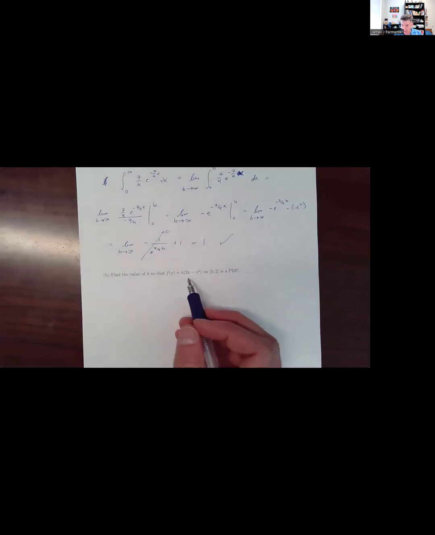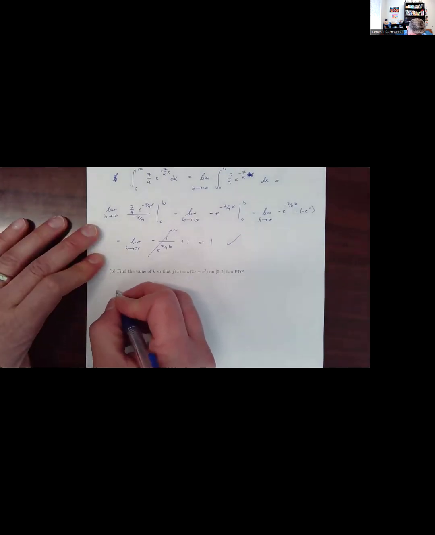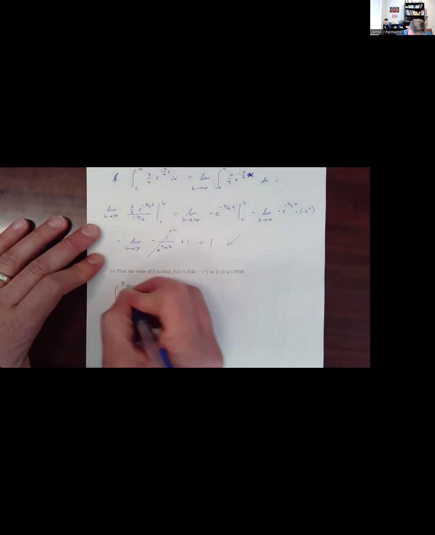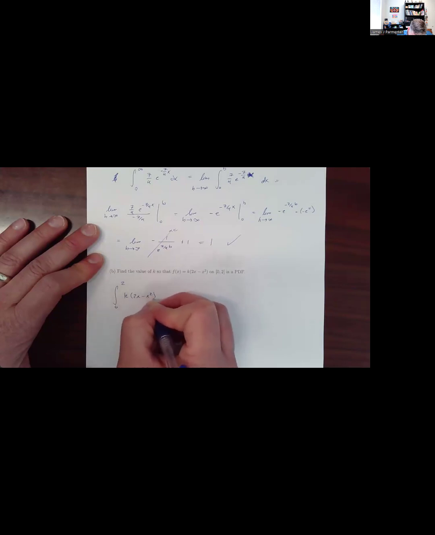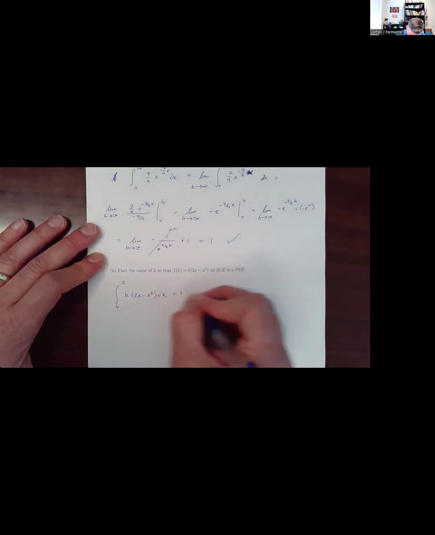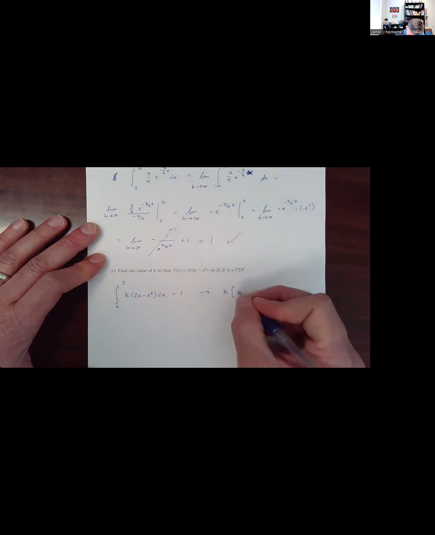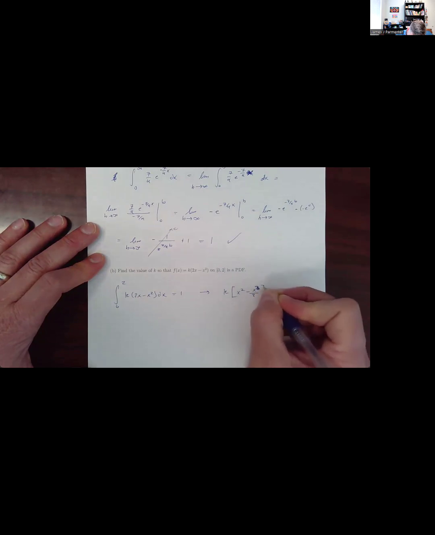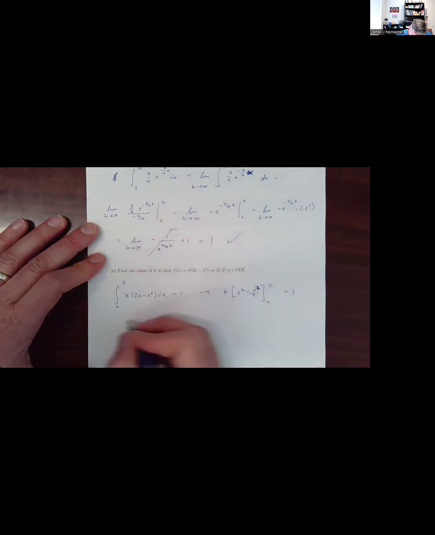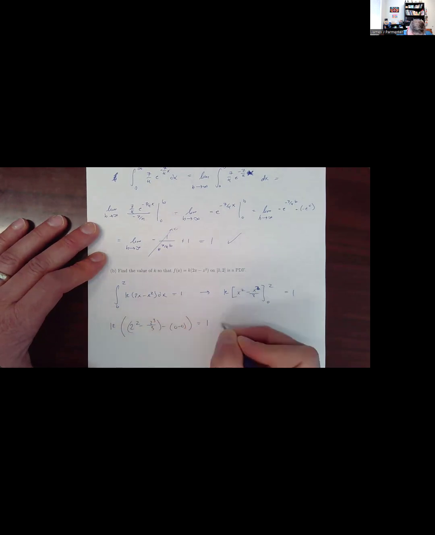This question is slightly different. Find the value of k for this integral. So this function is a PDF, so we would do the integral from 0 to 2 of k times 2x minus x squared dx, and we set that equal to 1. That's all for k. So integrating, we're going to get k times the integral of 2x, which is x squared, minus the integral of x squared, which is x cubed over 3, from 0 to 2. So we have k times 2 squared minus 2 cubed over 3, minus 0 minus 0, equal to 1. So k times 4 minus 8 thirds.